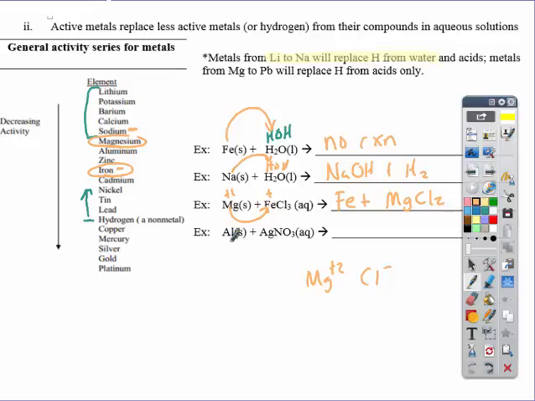And finally, the last one, aluminum's positive, silver's positive. So aluminum tries to kick out silver. Silver's way on the bottom, so it does kick it out. So silver's kicked to the curb, and aluminum combines with nitrate. Again, aluminum is a +3, nitrate's a -1, so it goes together in the following formula.